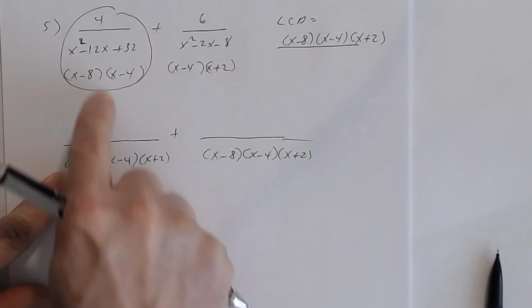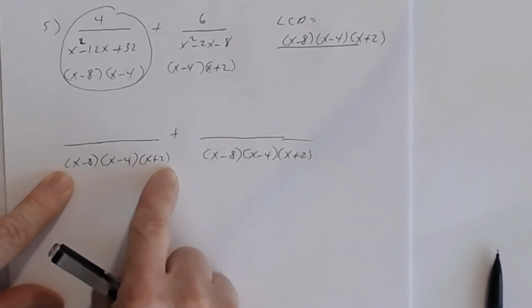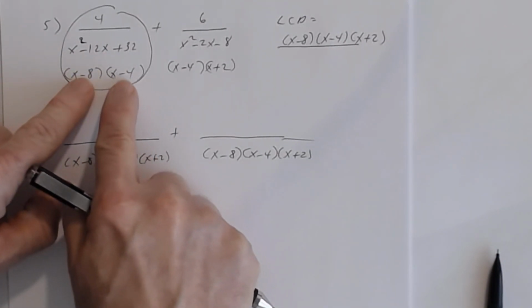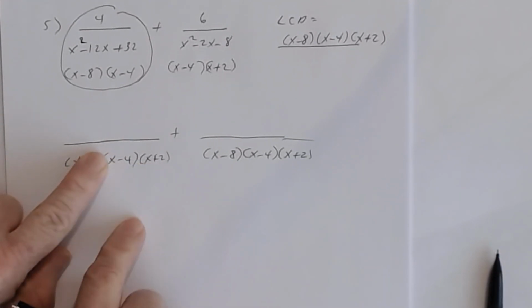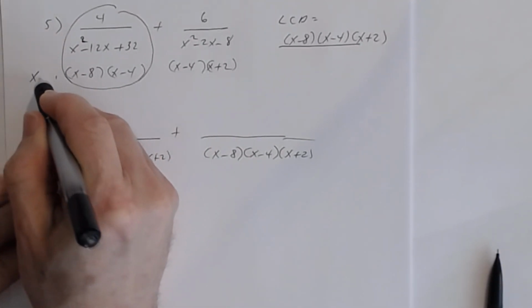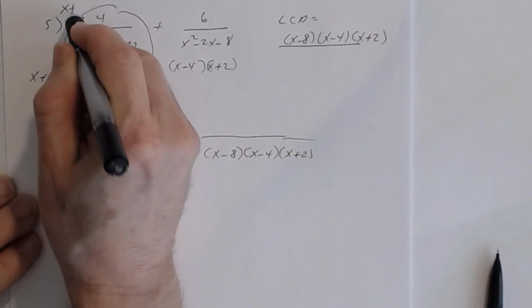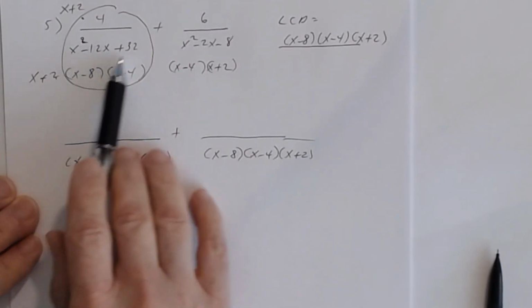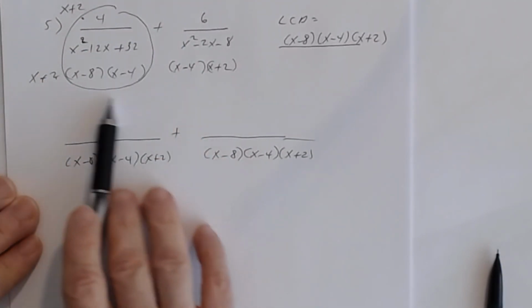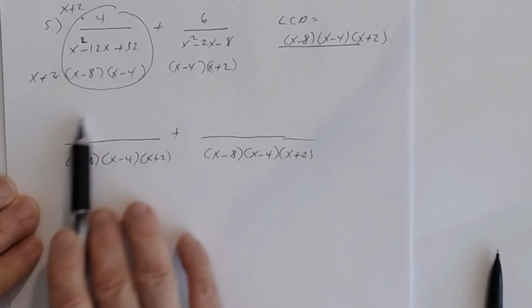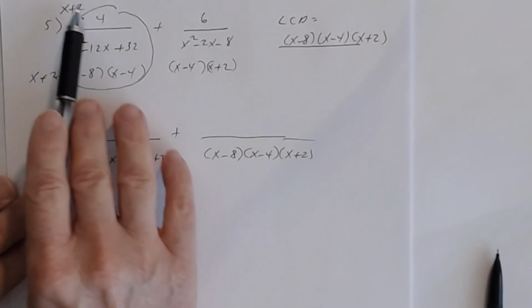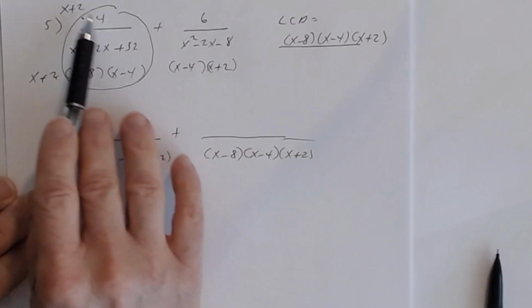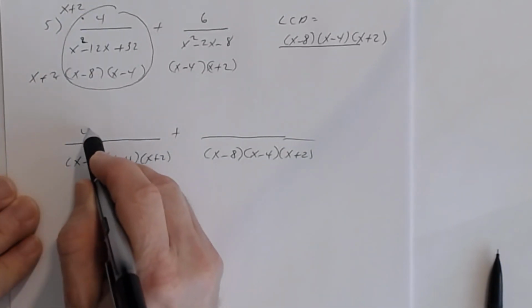So you have these two factors. You want these three factors instead. So I have an x minus 4, x minus 8 already. So I'm missing the x plus 2. So you can say times x plus 2, times x plus 2. And so now this rational expression is equivalent to a rational expression with this LCD that has this numerator. And the numerator is 4 times x plus 2.